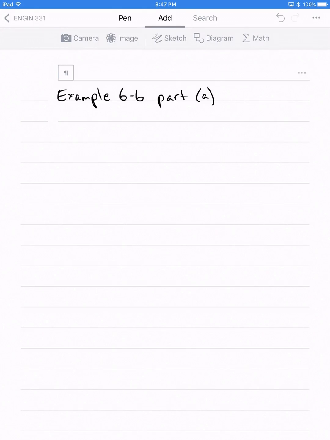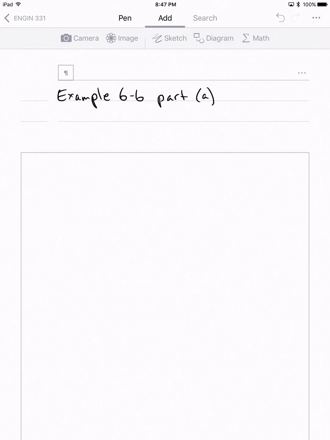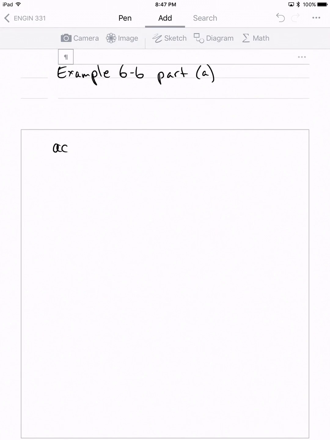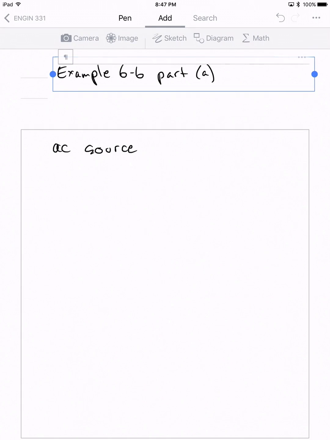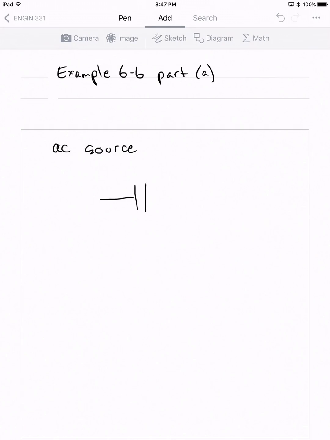All right, so we're going to do example 6-6, just part A of it. What we have is an AC source connected to a capacitor. So it's going to look like this. Here's my capacitor. Here are some wires connected to this source with a voltage. The AC source has amplitude V0 and angular frequency omega.